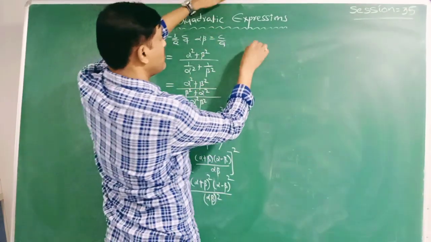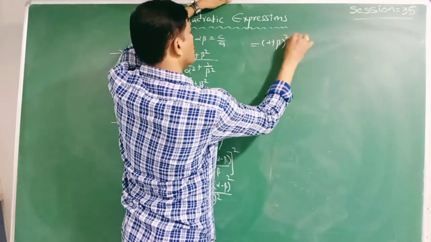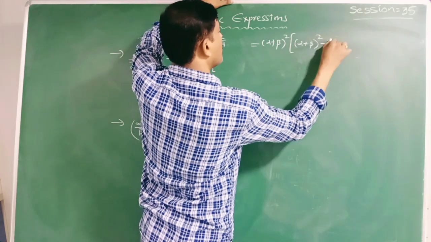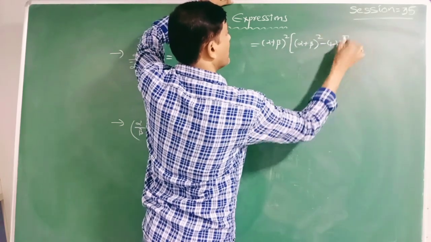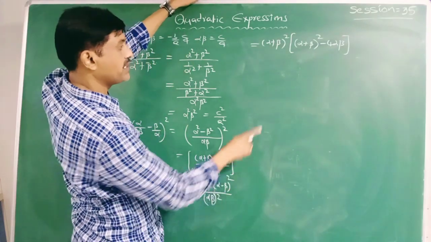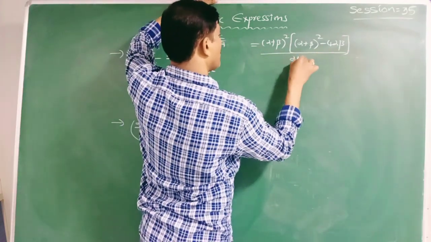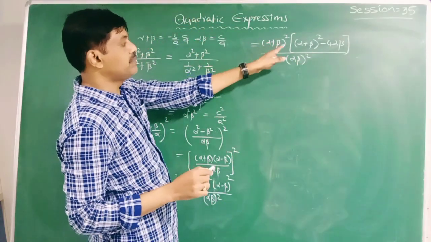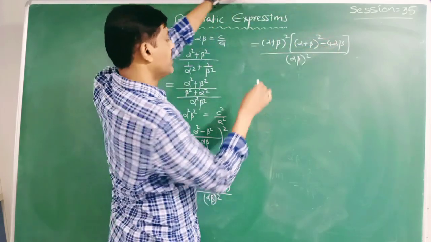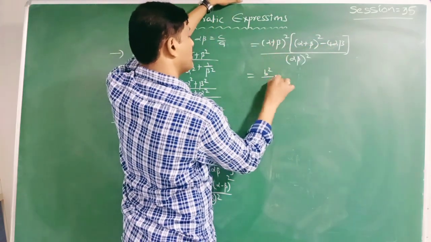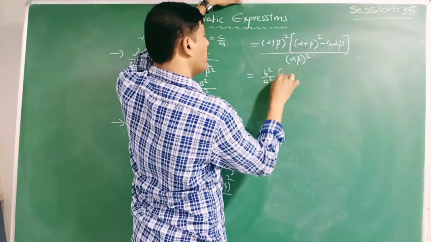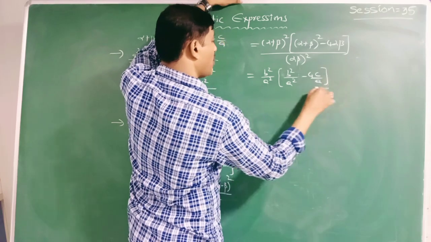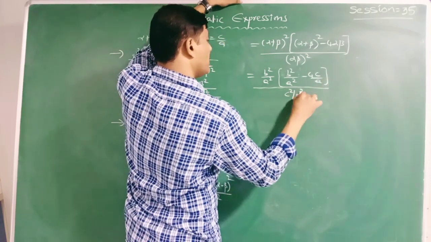That is equivalent to (alpha plus beta) whole square. What is (alpha minus beta) whole square? It is (alpha plus beta) whole square minus 4 alpha beta, by (alpha beta) whole square. Now replace: the sum is minus b by a and the product is c by a. Minus b by a whole square is nothing but b square by a square, minus 4c by a, by c square by a square.